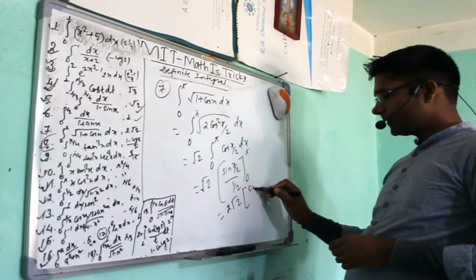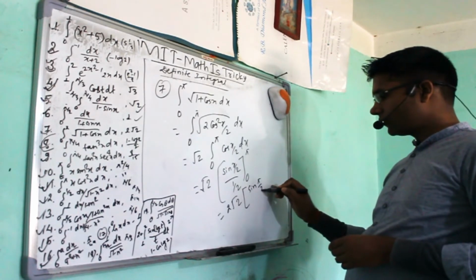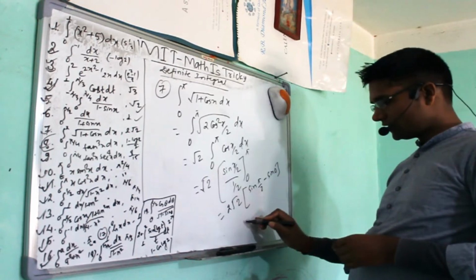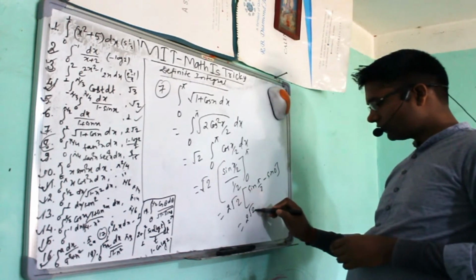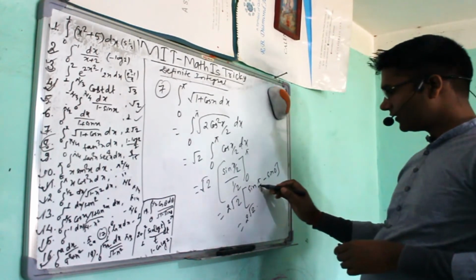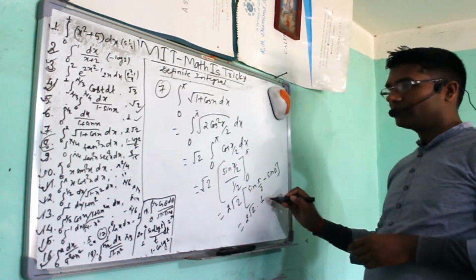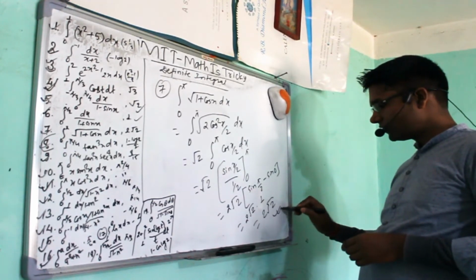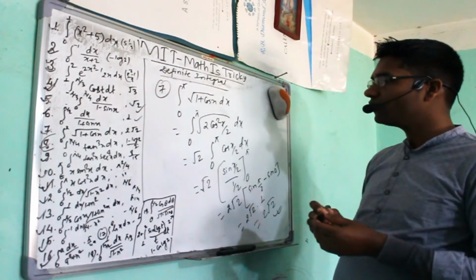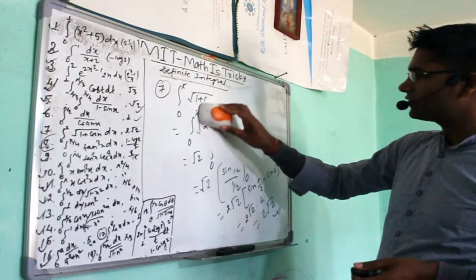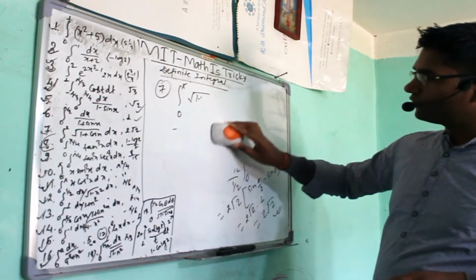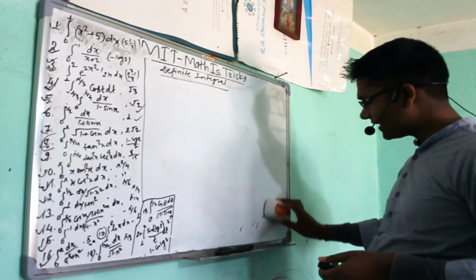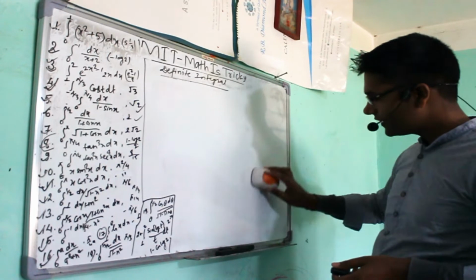We have to subtract: upper limit minus lower limit. We have to put the upper limit first and then subtract the lower limit to get the answer. So tan pi by 4 is 1, plus sec pi by 4, sec 45 degrees, is root 2, minus 1. So 1 cancels, and then the answer is root 2. This is our answer. I have also written the answer so that we can easily verify it.